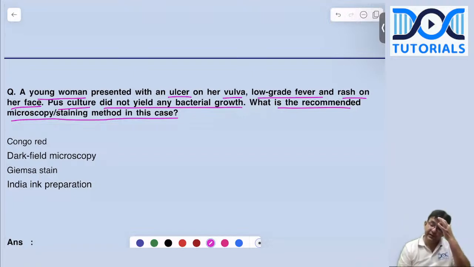Yes, very right. Yes, tell me the answer of this particular one. A young woman presented with an ulcer on her vulva, low-grade fever, rash on her face, pus culture did not yield any bacterial growth. What is the recommended microscopic staining method in this particular case? Yes, please tell me. The answer is B. Dark field microscopy, very right. Dark field microscopy, they are talking about what, guys, here?